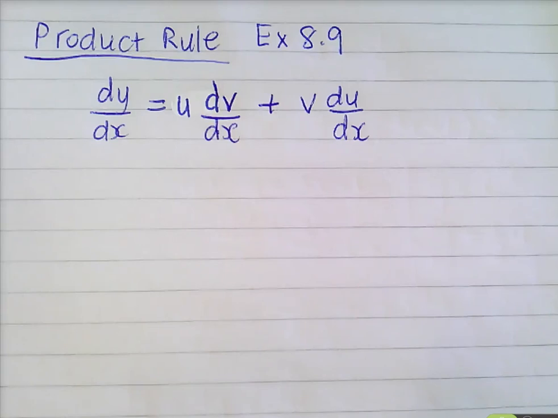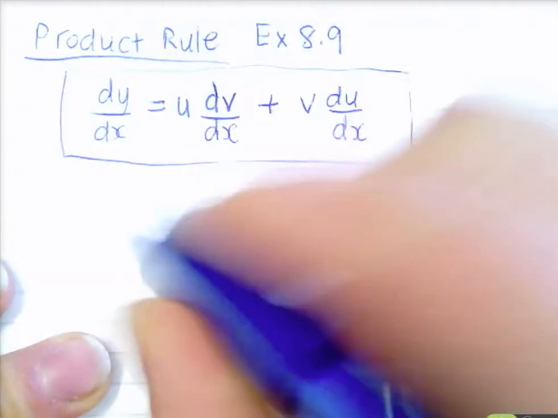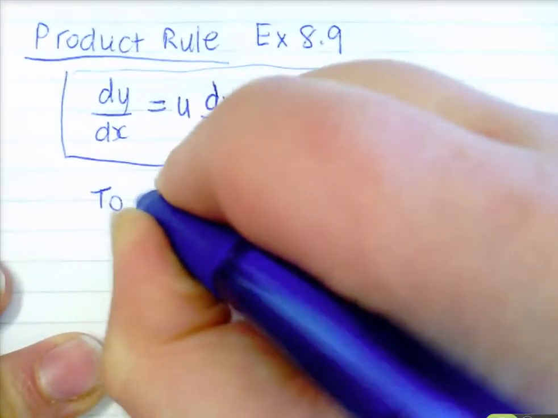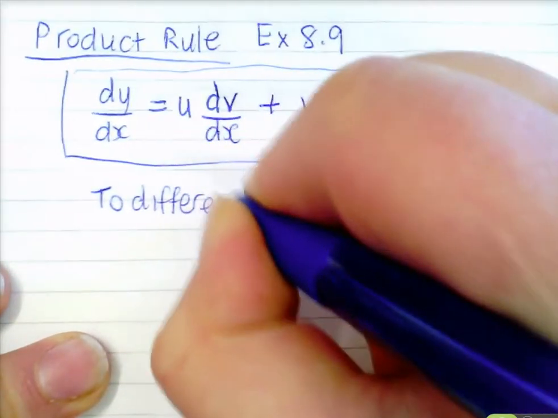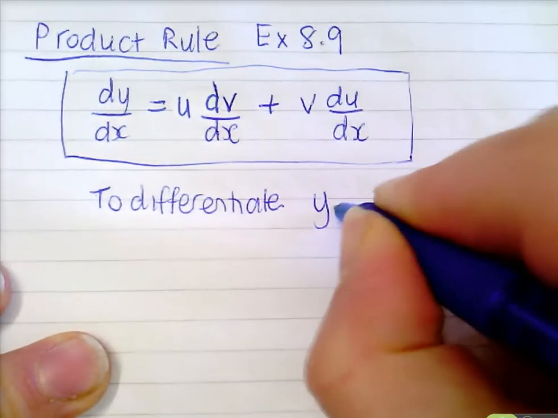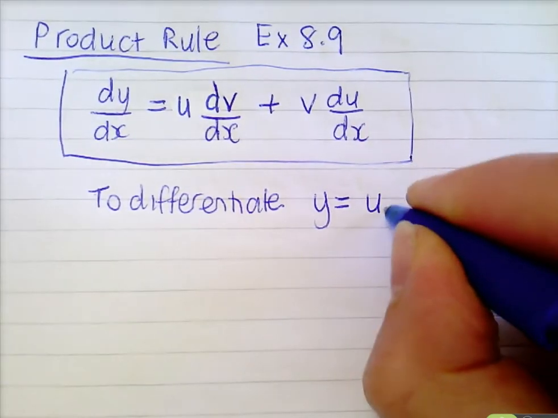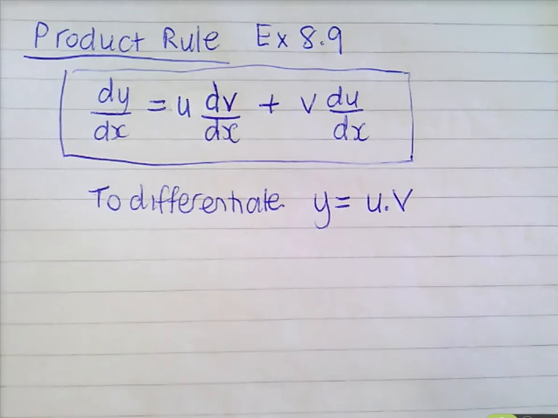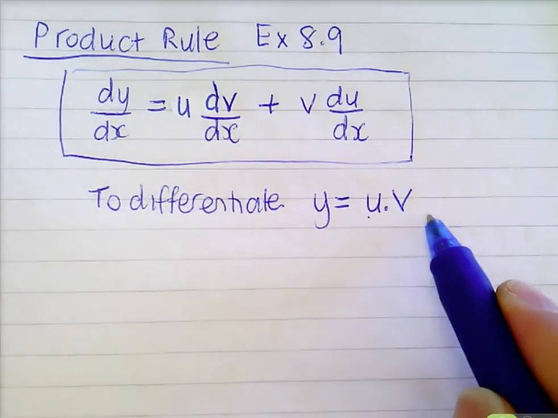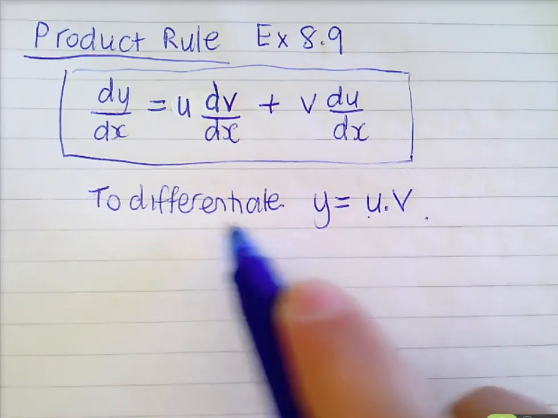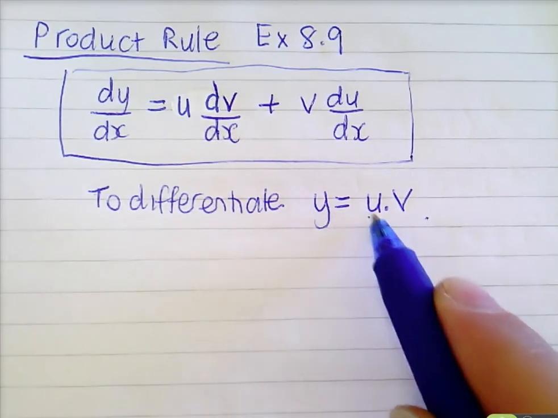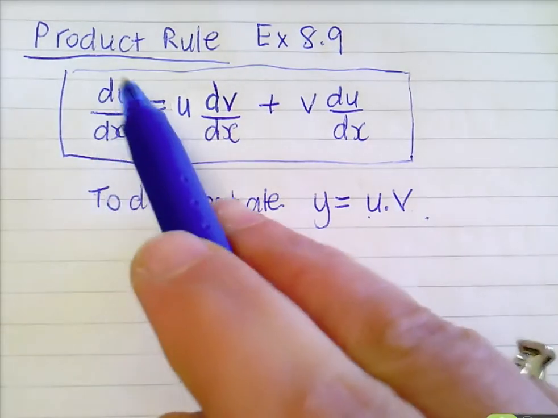Explain why we do this. This is the product rule, and this is what it is, but we use it for differentiating, so we'll use that to differentiate. You might want to put this on top. To differentiate y equals the product of two functions, so u times v. This is called the product rule because you've got one function of x there and another function of x there. So to differentiate something like y equals u times v, we use this rule.